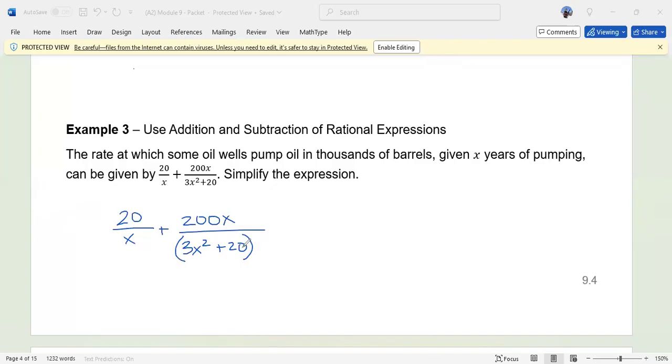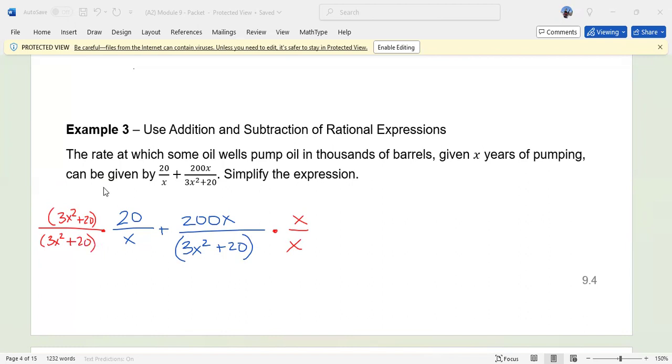It's going to make your life a lot easier. So we've got a 3x squared plus 20 and an x. I notice that this one is missing an x by itself being multiplied, and I notice that this one is missing the 3x squared plus 20. So I'm going to multiply both our numerator and our denominator respectively by those.